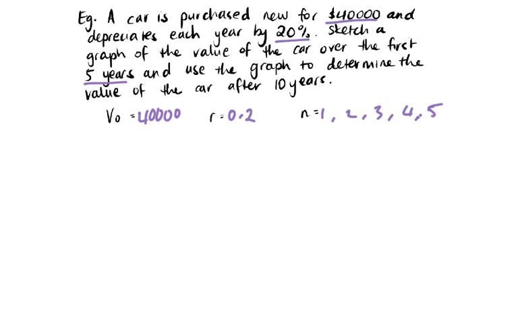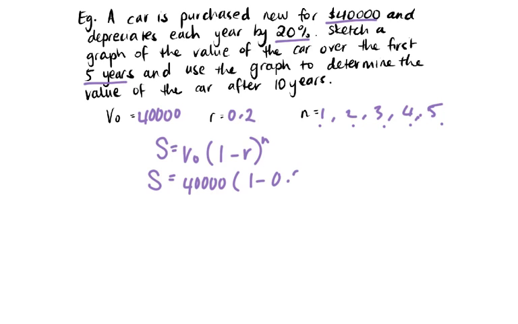That's because we're going to do 5 sets of calculations to get 5 sets of coordinates to be able to draw the graph. The first thing that I want to do is create a formula using the declining balance method formula that we can use to calculate all these values. So if you remember, our formula is S equals V0 (1 minus R) to the power of N. So let's substitute the values we do know right now. We know that S equals 40,000 (1 minus 0.2) to the power of N.